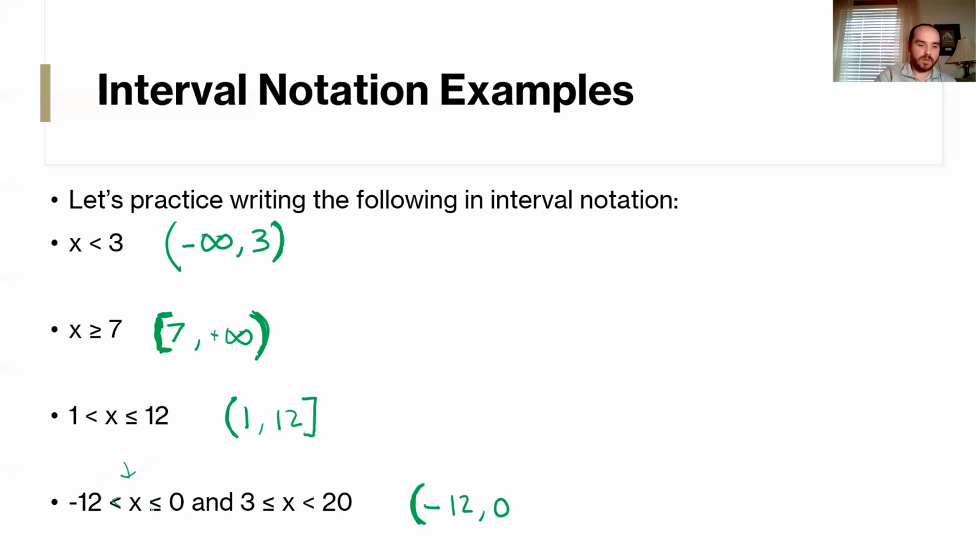On the 0 side, though, we have this greater than or equal to, so we know that this is going to be a square bracket. Then, since we're adding a second set of data, we want to use this union symbol that looks like a U, like that. And then we'll start our next one.